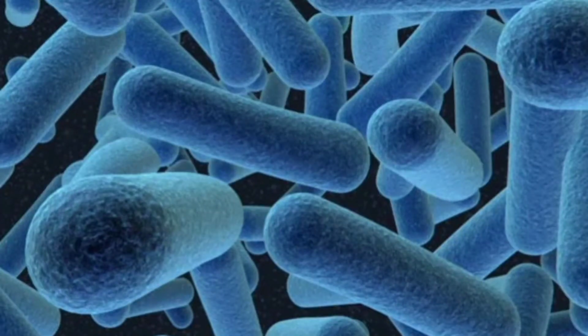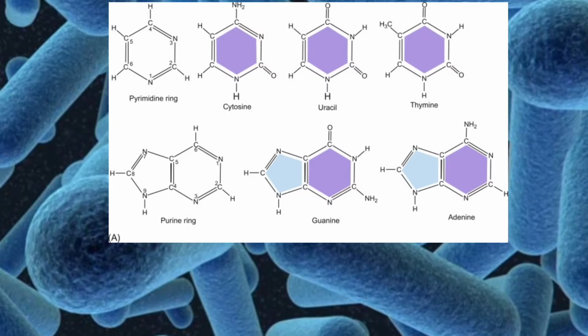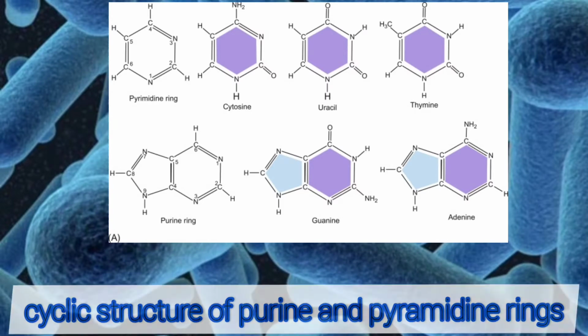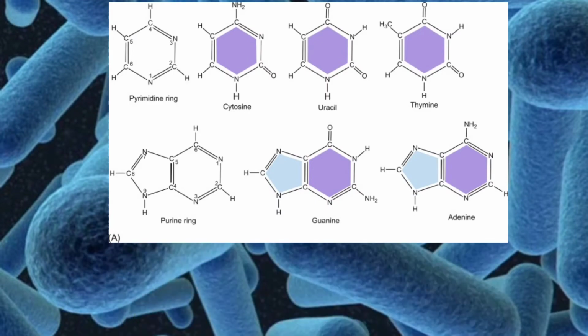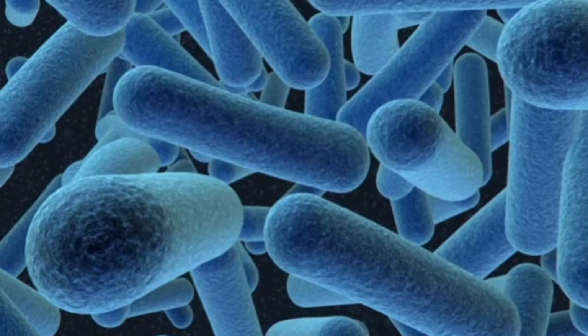The third is nitrogenous bases. Cyclic structure of purine and pyrimidine rings. There are two major purines, the adenine and guanine. There are 3 major pyrimidines, the cytosine, uracil, and thymine.